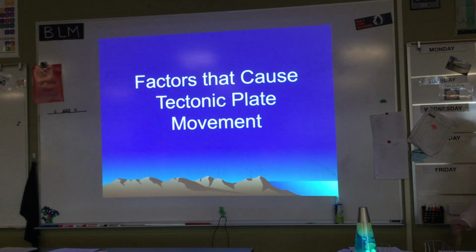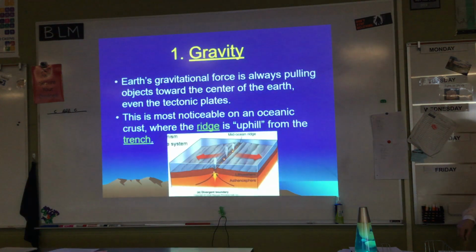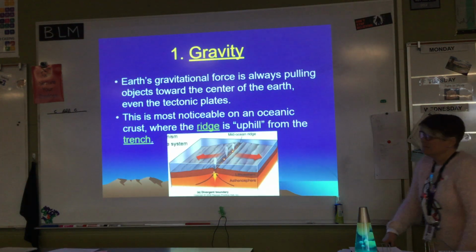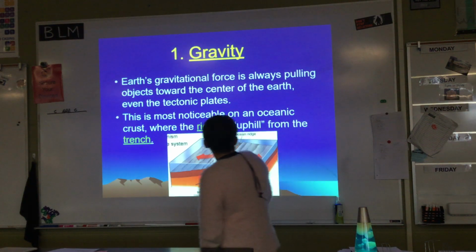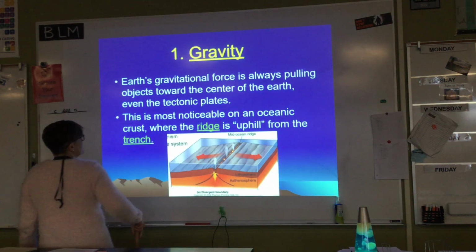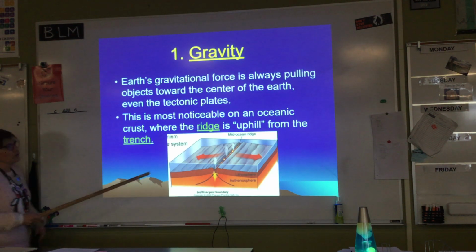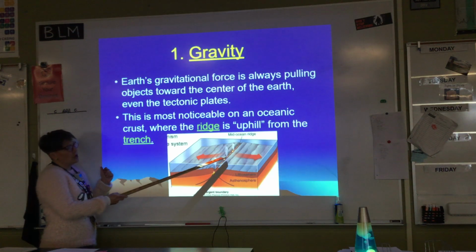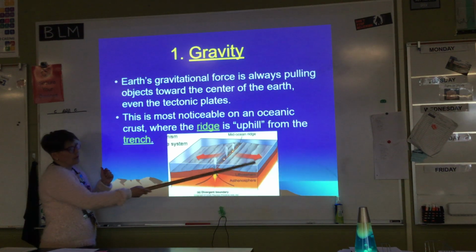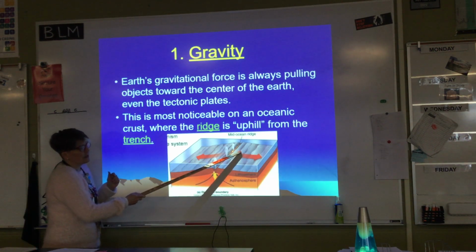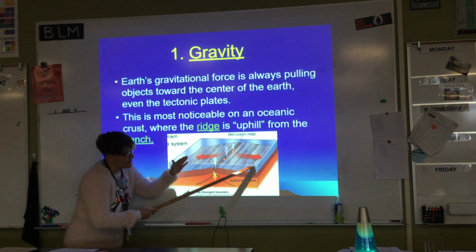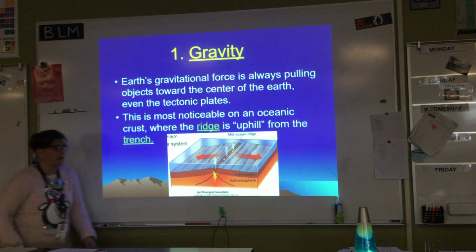Okay, let's go ahead and talk about factors that cause plate tectonic movement. Factor number one is gravity. Earth's gravitational force is always pulling objects towards the center of the Earth, even the tectonic plates. This is most noticeable on an oceanic crust where the ridge is uphill from the trench. So the ridge is higher up and the trench is down below, and so gravity is just going to, kind of, cause this to slide down into that trench.